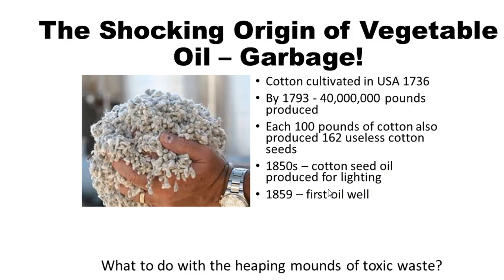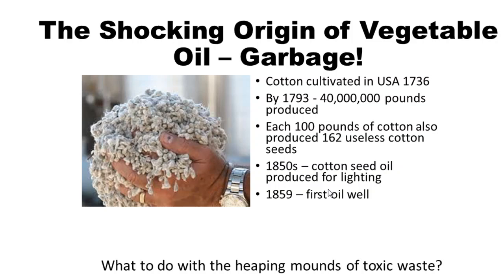Until in Pennsylvania, they discovered oil. So they drill a hole in the ground, and all of a sudden, there's all this oil. So the market for cottonseed oil as a source of lighting collapsed. And remember, before that, they had whale oil, and that's really what saved the whales, this discovery of oil. They were getting extinct because people were using whale oil to light their lamps.